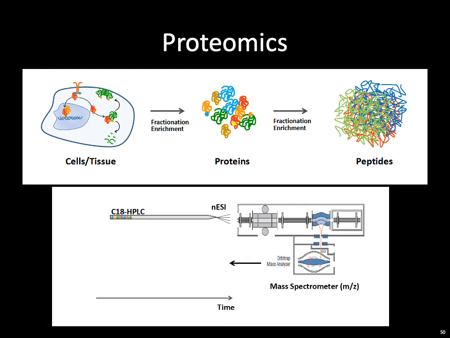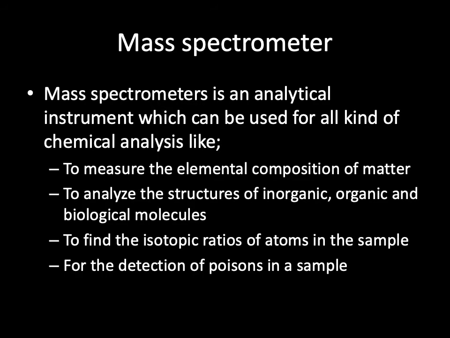Next, we're going to move on to proteomics. Proteomics essentially is analyzing the proteins, identifying the proteins. These can be proteins or peptides. We're going to look at how proteins are analyzed. Mass spectrometry is the analytical instrument that we use in proteomics, and it's used for all types of chemical analysis. But we can also measure the elemental composition of matter. We can analyze structures of organic and inorganic biological molecules. We can find isotopic ratios of atoms in the sample, and it's also used for the detection of poisons in a sample.